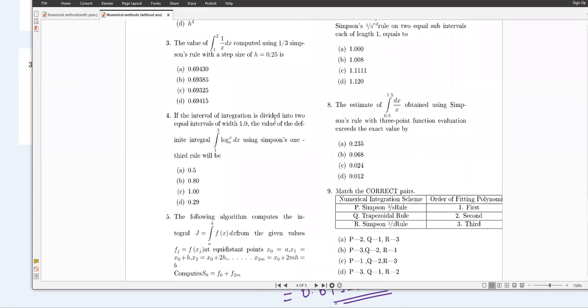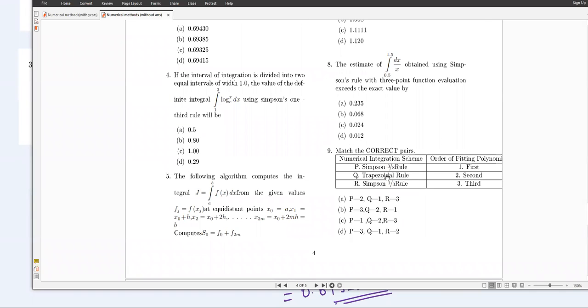So all are Simpson's 1/3 rule. They match the correct options. Simpson's 3/8 rule: the order of the fitting polynomial is third order. Trapezoidal rule is first order. Simpson's 1/3 rule is second order. So P, Q, R will match with P to 3, Q to 1, and R to 2. So 3, 1, 2. So D is the correct option for this one.